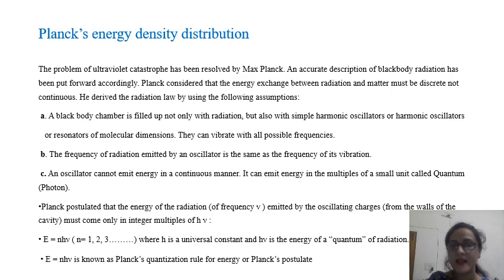Planck considered that the energy exchange between radiation and matter must be discrete, not continuous. He derived a radiation law by using the following assumptions. First one is a blackbody chamber is filled up not only with radiation but also with simple harmonic oscillators or resonators, you can say resonators of molecular dimension. They can vibrate with all possible frequencies.